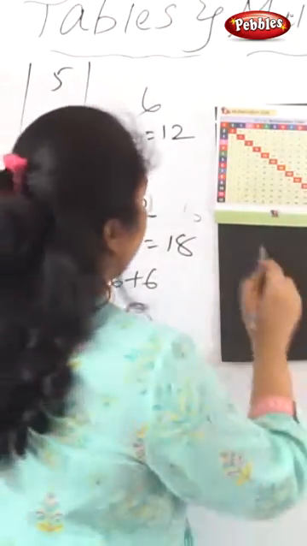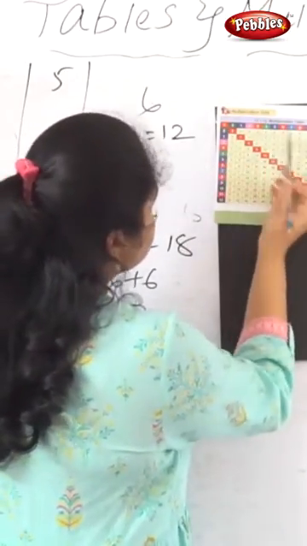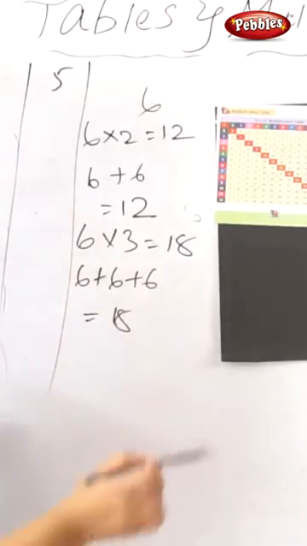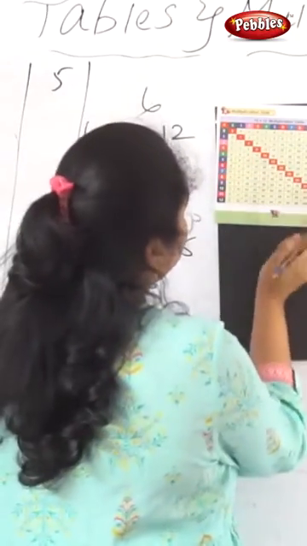Okay. So next, 5 into 6 is equal to 30. Yes, we have read that 5 into 6 is equal to 30. The same thing, 6 into 5 is equal to 30.